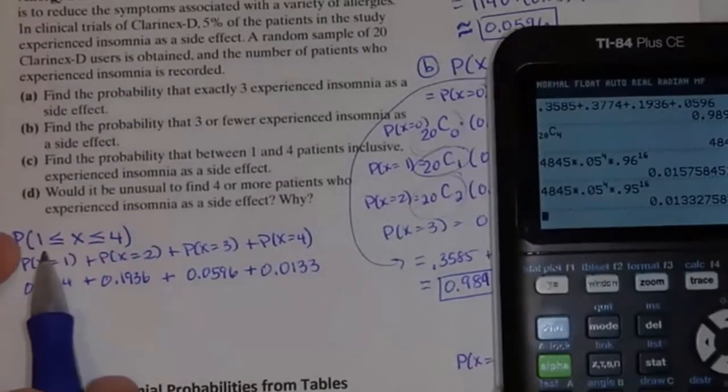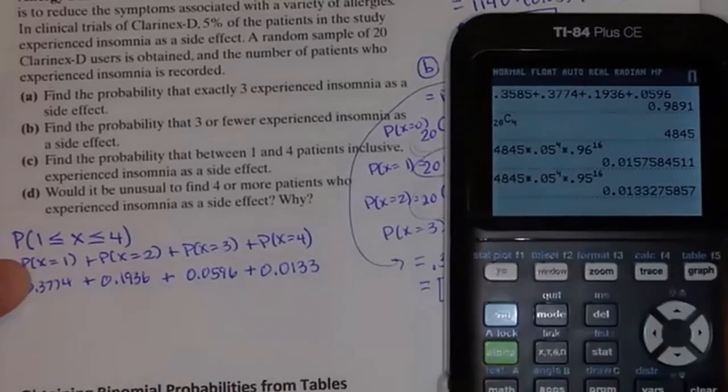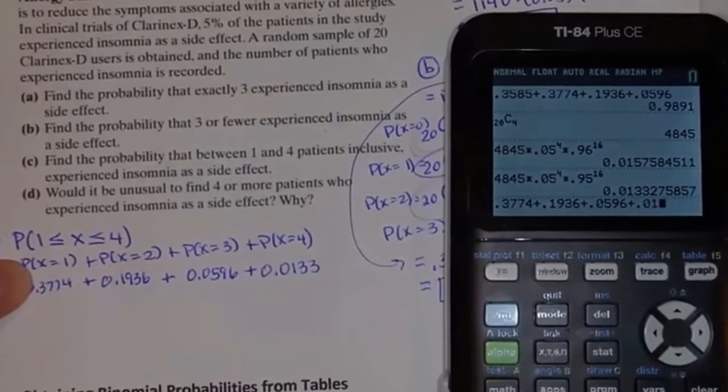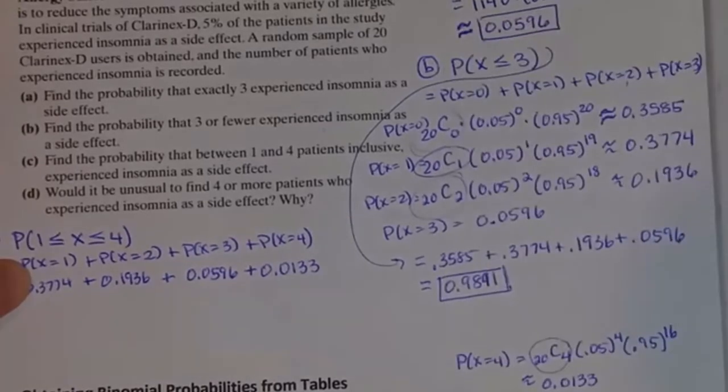So the probability of between 1 and 4 patients having insomnia is going to be 0.3774 plus 0.1936 plus 0.0596 plus 0.0133. And so that is 0.6439.